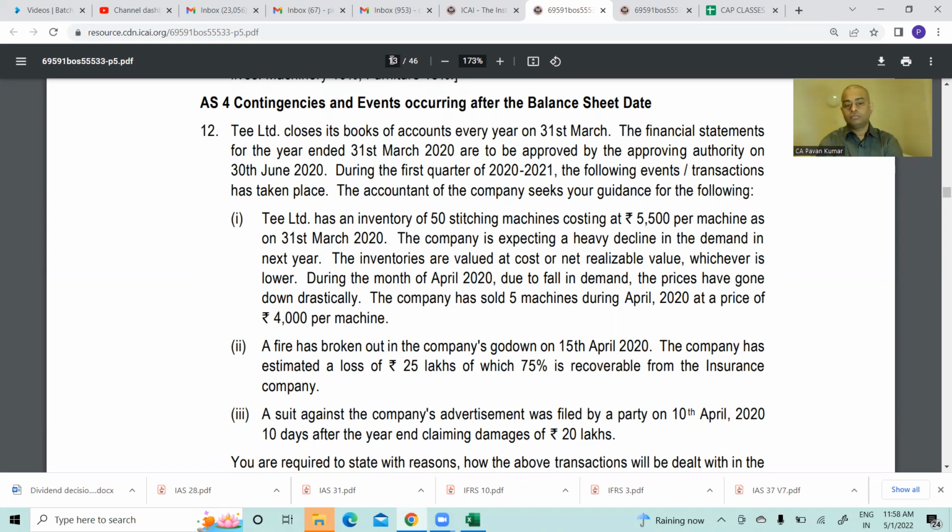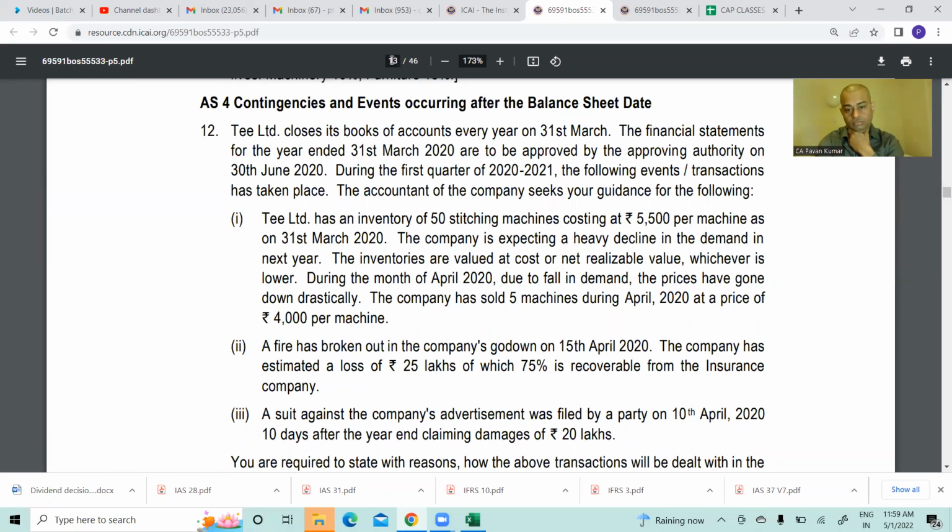T Limited closes its books of accounts every year on 31st March. The financial statements for the year ended 31st March 2020 are to be approved by the approving authority on 30th June 2020. During the first quarter of 2020-2021, the following events or transactions have taken place. The accountant of the company seeks your guidance for the following. T Limited has an inventory of 50 stitching machines costing rupees 5,500 per machine as on 31st March 2020.